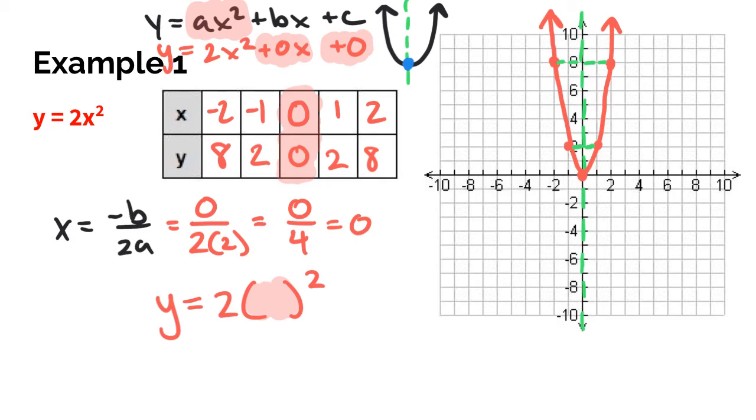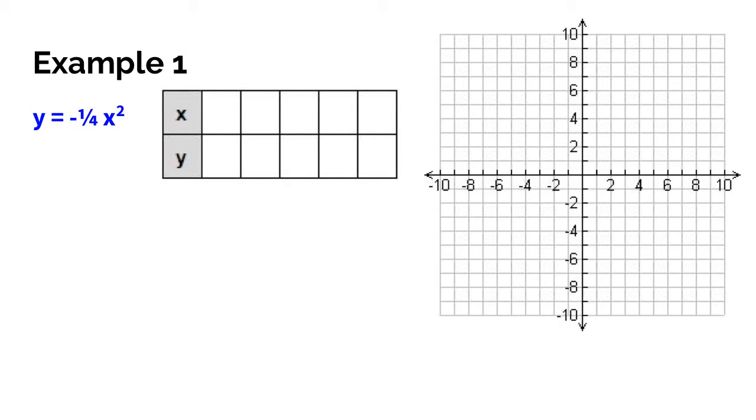So by understanding where the axis of symmetry is in the vertex, we can then figure out our points, and you're going to see that if you do this correctly, the points should be a repeating pattern on either side of the axis of symmetry. All right, so we're going to follow the same pattern here.